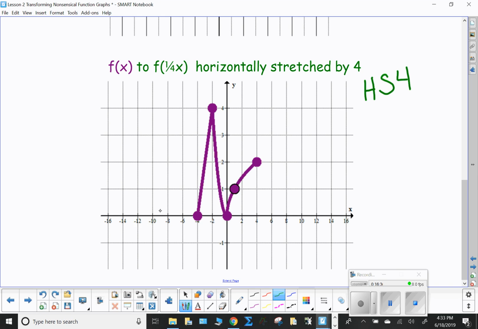So -4 stretches to -16. -2 stretches to -8. 0 times 4 is still 0. 1 times 4 is 4. And 4 times 4, stretch that out to 16. Now, I redraw the graph. And boom. The original is 1/4 the size of the new. The new is 4 times as wide. It's been stretched.